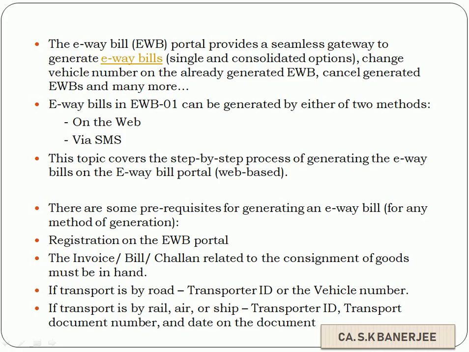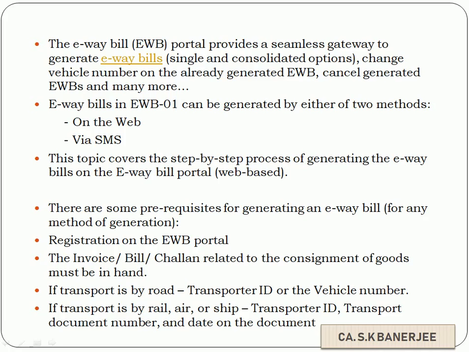Now regarding the vehicle number, what you have to generate, how to generate, and when you have to generate these bills, I've discussed all of that in the other video. You can refer to that video. The e-way bill in EWB-01 can be generated by either of two methods. I've talked about it in my other video.